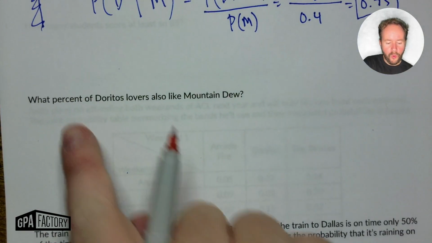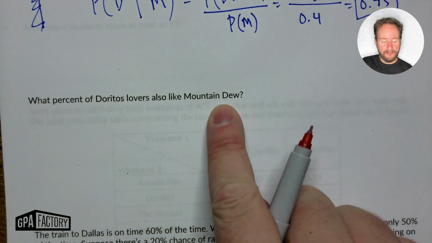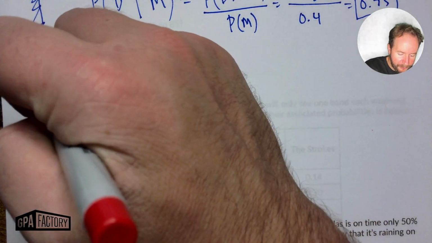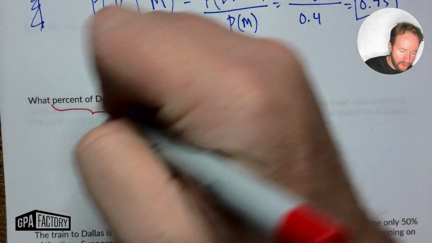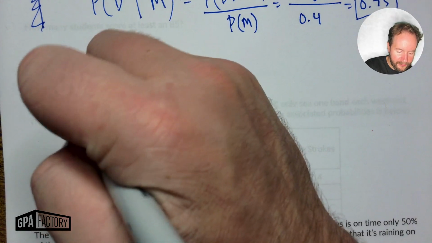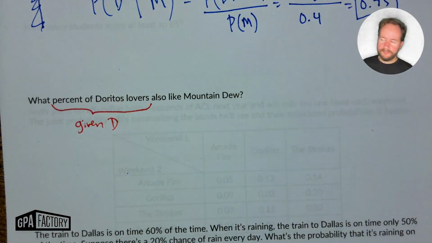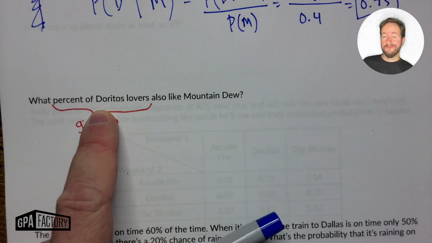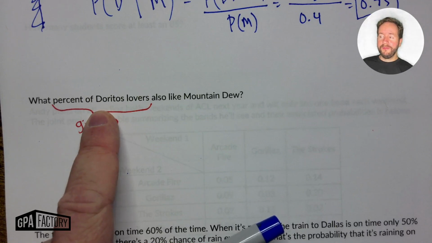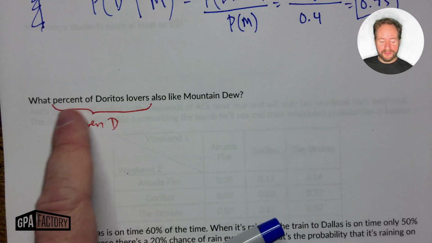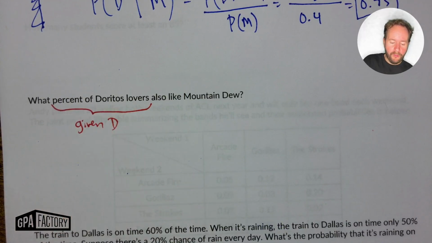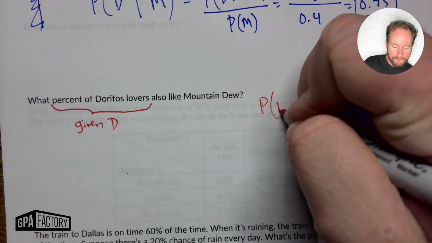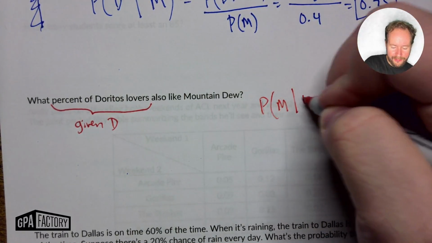This says, what percent of Dorito lovers also like Mountain Dew? The fact that I said percent of Dorito lovers is telling you given D, given that they like Doritos. Now I've disguised it. I didn't say the word given anywhere in this problem. It's kind of tricky. But I'm not asking about what percent of all people. I'm asking just out of the Dorito lovers. So I want to know the probability somebody likes Mountain Dew given they like Doritos.